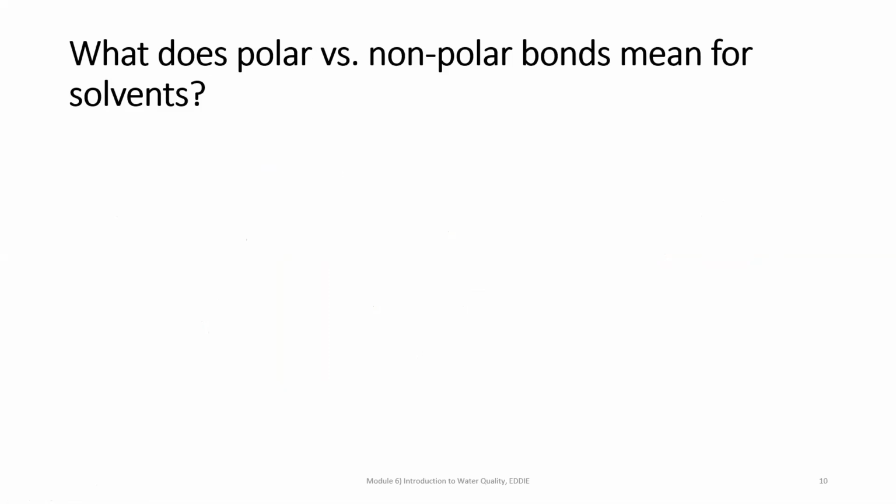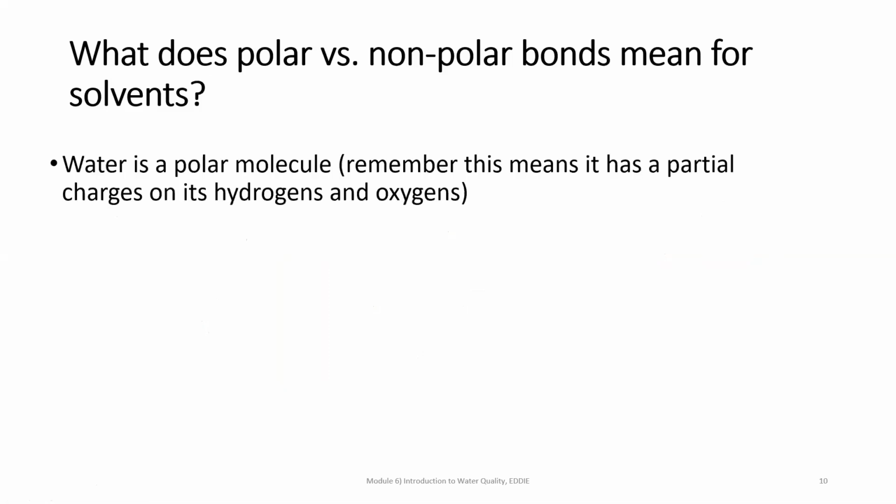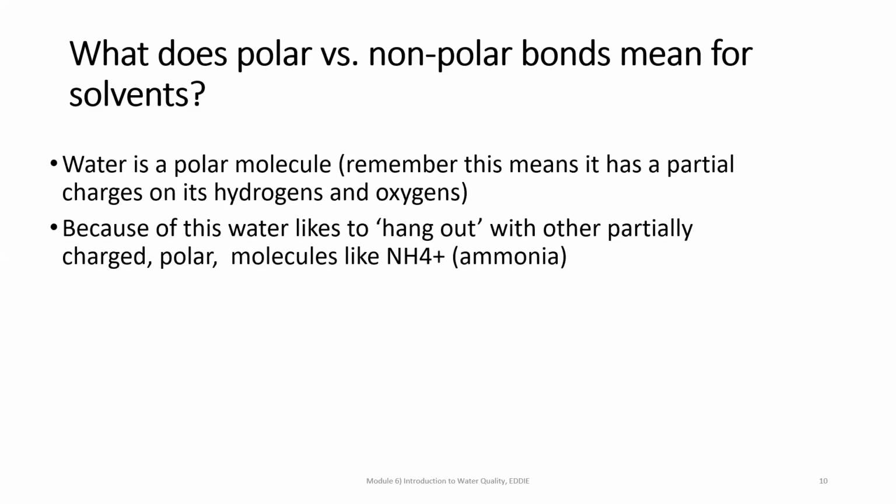Okay, so why did I just spend several minutes telling you all of that and possibly having you watch more videos? Because what does polar versus nonpolar mean for solvents? So I told you that water can dissolve polar bonds, but it cannot dissolve nonpolar bonds. Well, water is a polar molecule. So remember, this means it has that partial charge on its hydrogens and oxygens. And because of this, water likes to hang out with other partially charged polar molecules. So an example might be NH4+, which is ammonium.